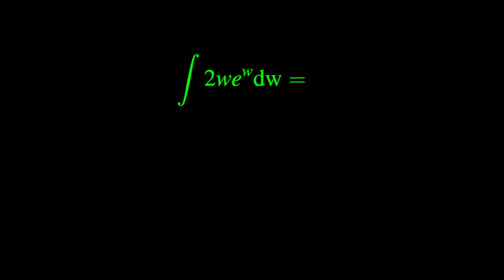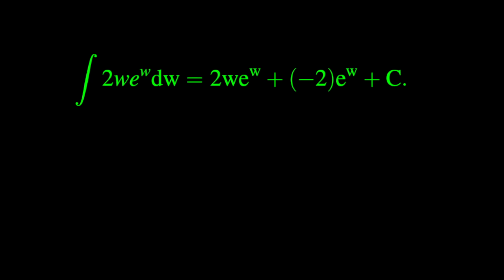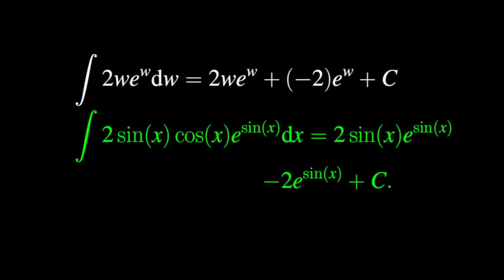Eventually, the integral of 2w times exponential of w dw is equal to 2w times exponential of w, minus 2 times exponential of w, plus a constant c. Now, replacing w by sine of x, we see that the integral of 2 times sine of x times cosine of x times exponential of sine of x dx is equal to 2 times sine of x times exponential of sine of x minus 2 times exponential of sine of x plus a constant of integration c.